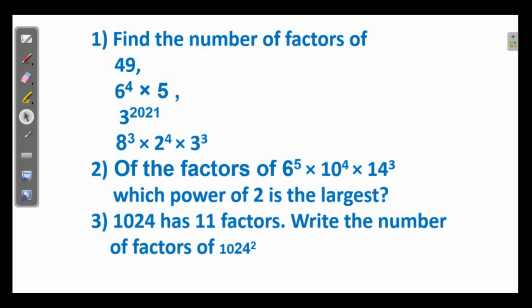1024 has 11 factors. Write the number of factors of 1024 square. Find it out yourself.